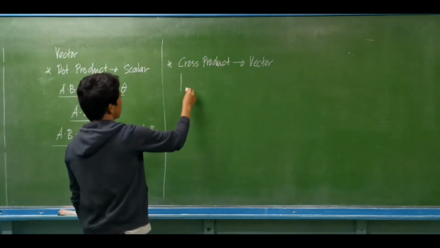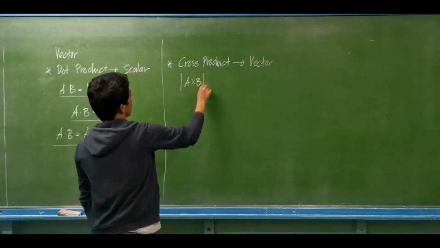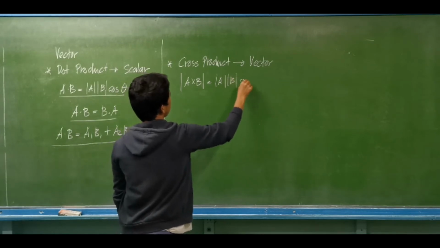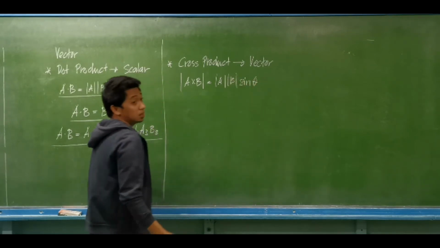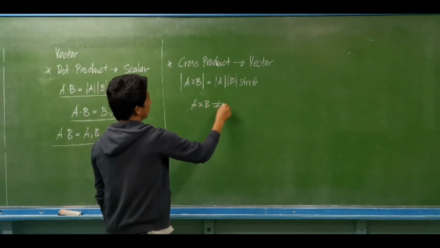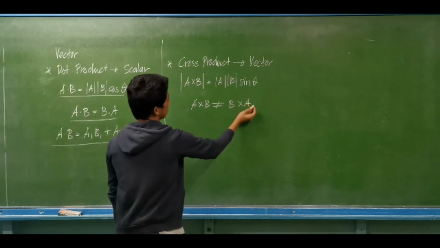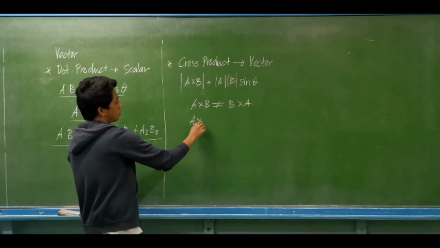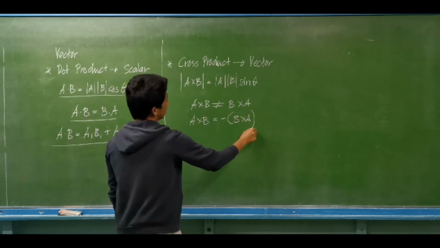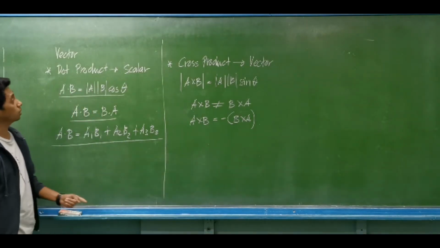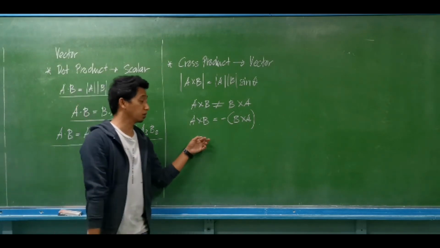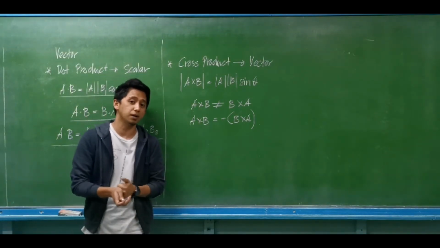So the absolute value of A cross B is equal to the absolute value of vector A times the absolute value of vector B. This time we're using the function of sine theta. Take note that A cross B is not equal to B cross A. A cross B is basically equal to negative B cross A. Those are the operations for the dot product and cross product. By the way, the cross product is more convenient if you're using the mode vector of your calculator.